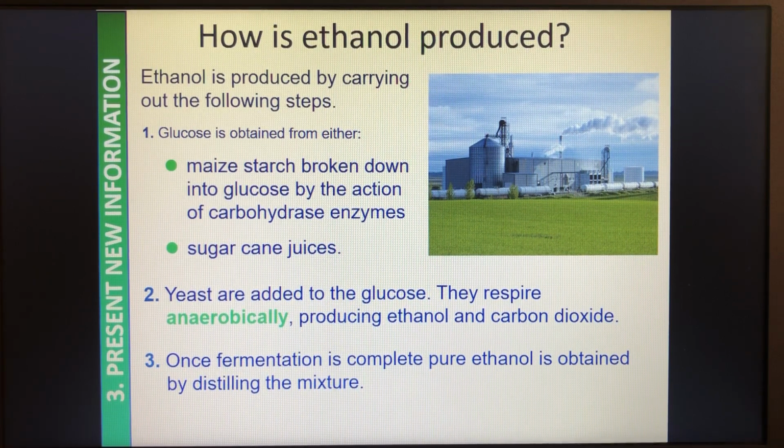I'm not sure how many notes we need from this page. We need to know what bioethanol is. We also need to know what carbon neutral is. If you need any extra time, pause now.